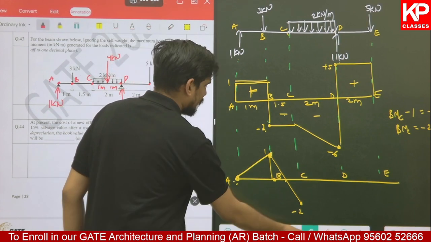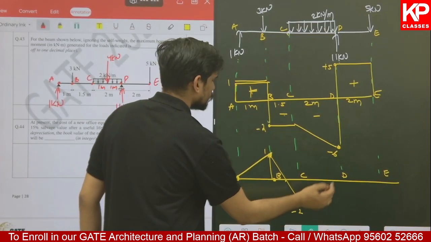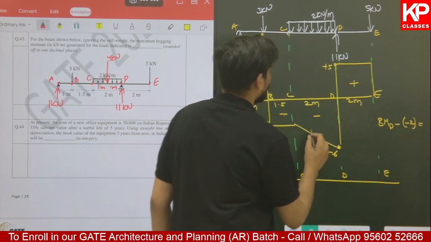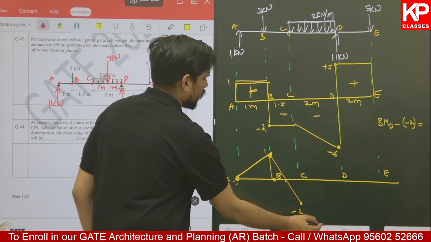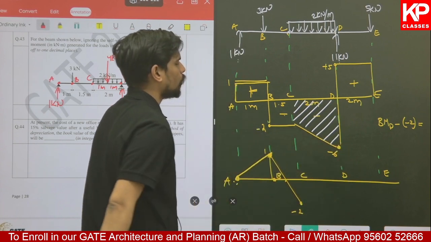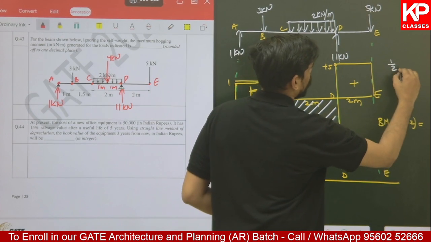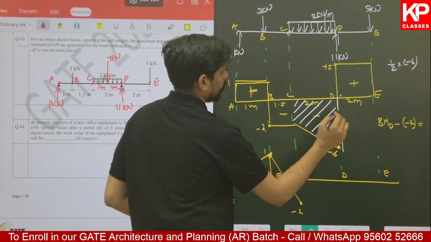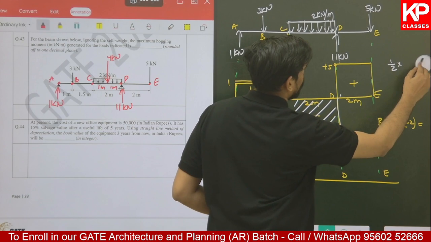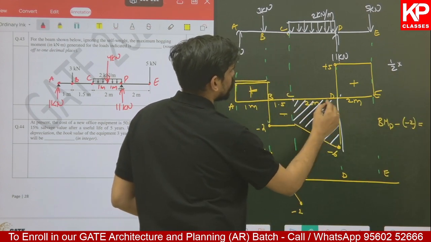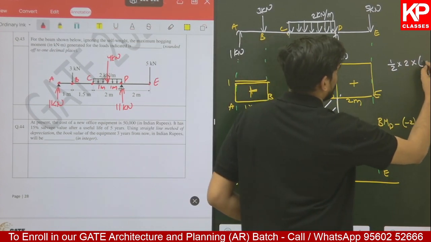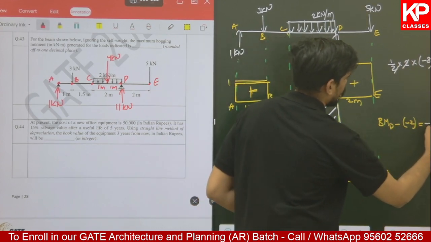Then between C and D, let me apply this principle again. Bending moment at D minus bending moment at C, which is minus 2, is equal to the area under the shear force diagram between those two points. Between C and D, this area is a trapezium, half H into A plus B. The height between the two parallel lines is 2, so half into 2 into A plus B. A plus B is minus 6 and minus 2, that is minus 8. So that's coming out to be minus 8.